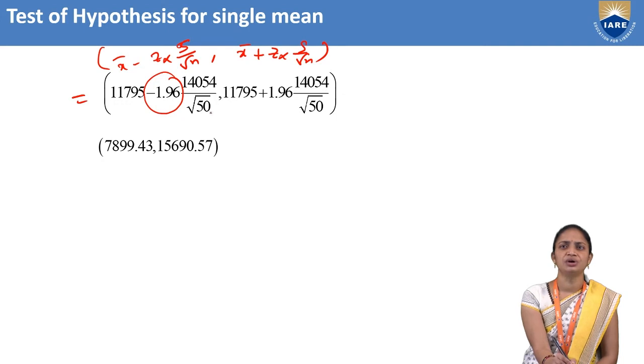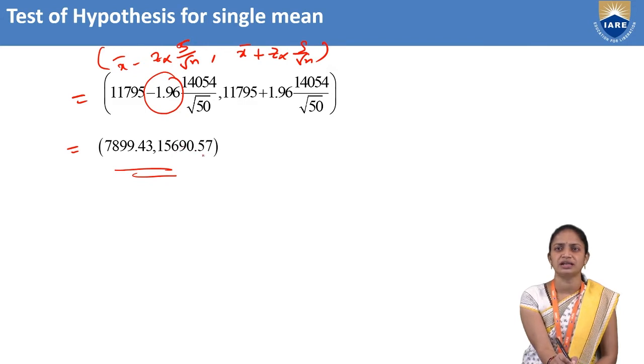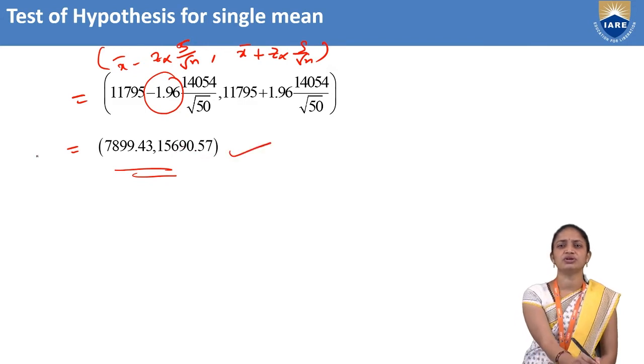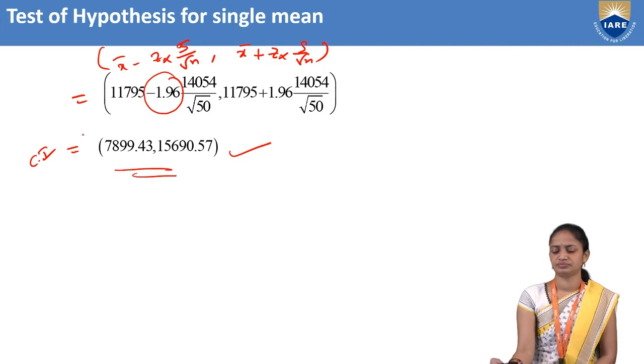14,054 divided by root 50. Okay, so x bar is 11,795 plus Z alpha value is 1.96 and S value is 14,054 divided by under root of 50. Under root of n is root of 50. So after simplification, we will get 7,899.43, comma 15,690.57. So this is our confidence interval.